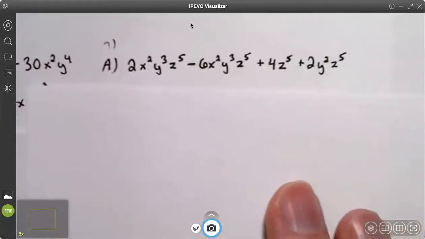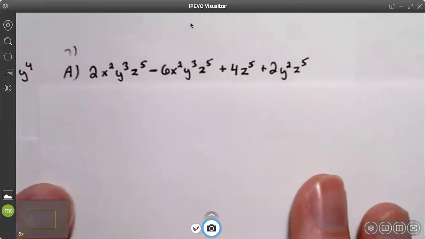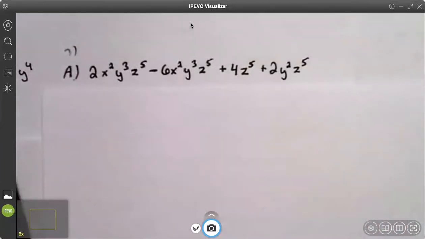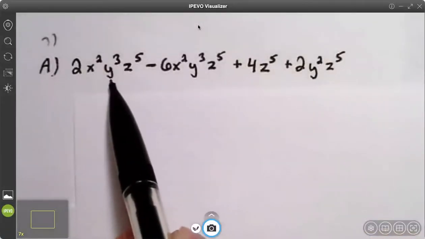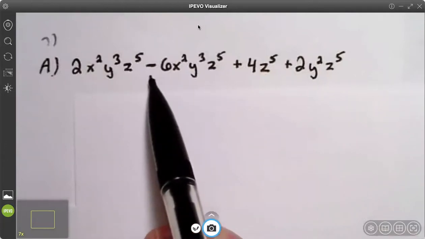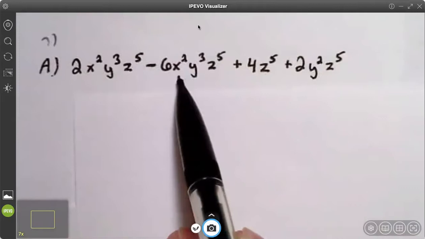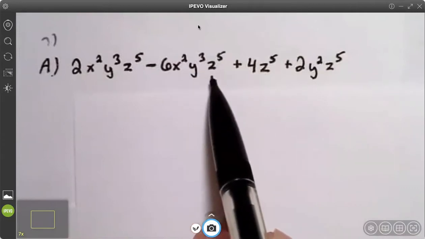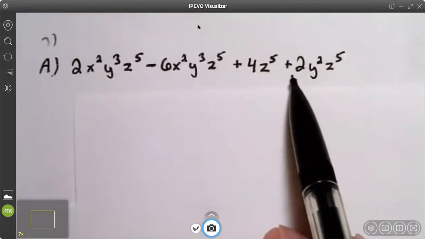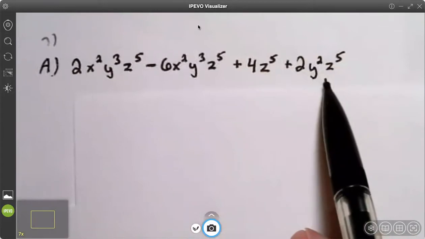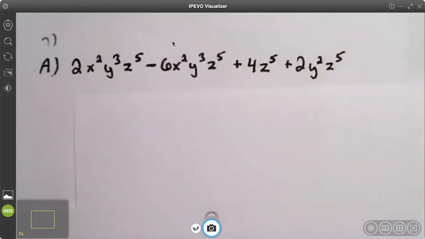Number 7, time to challenge ourselves a little bit. Let me read it to you, make sure you can read my writing. Actually, let me see if I can blow it up for you. Okay, number 7 reads 2x squared y cubed z to the 5th minus 6x squared y cubed z to the 5th plus 4z to the 5th plus 2y squared z to the 5th. 1, 2, 3, 4 terms. Factor it.